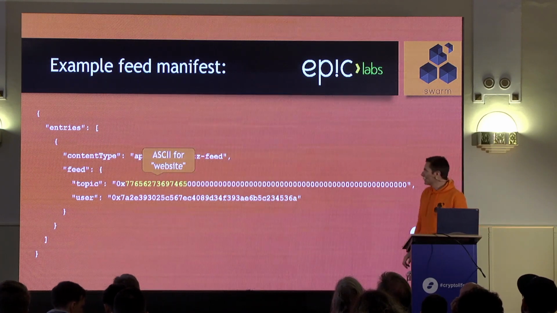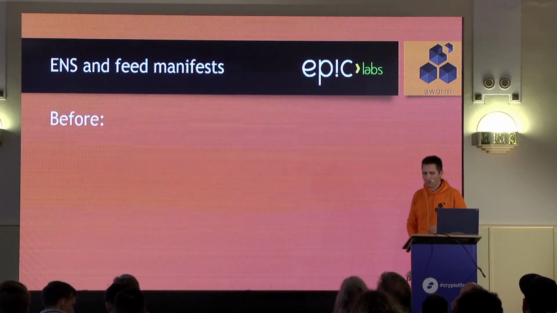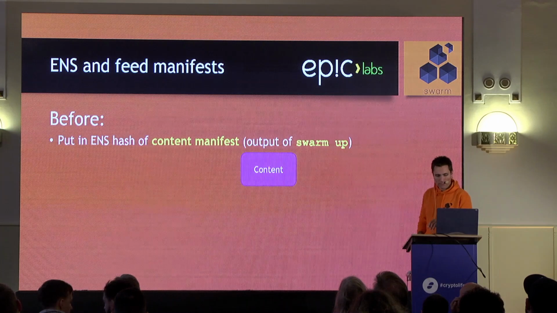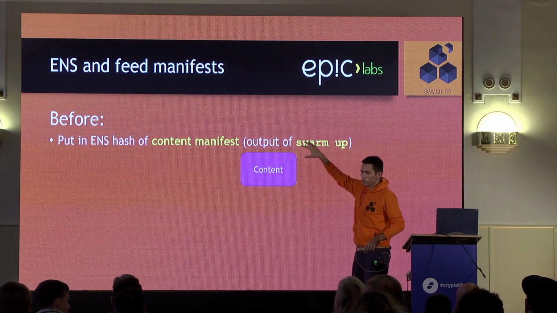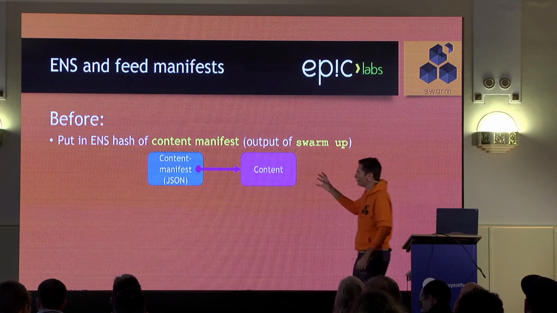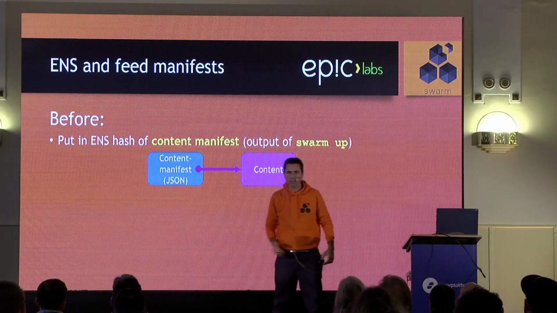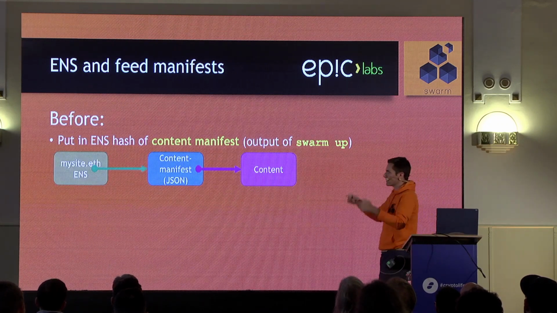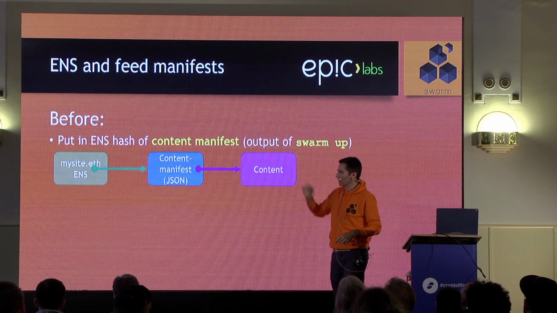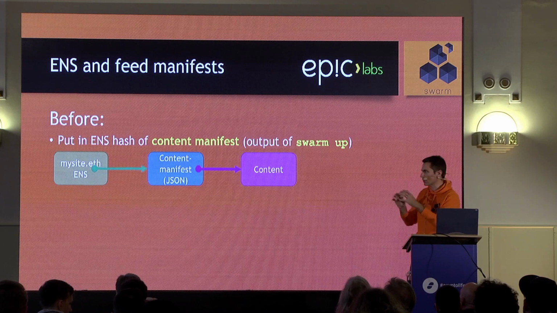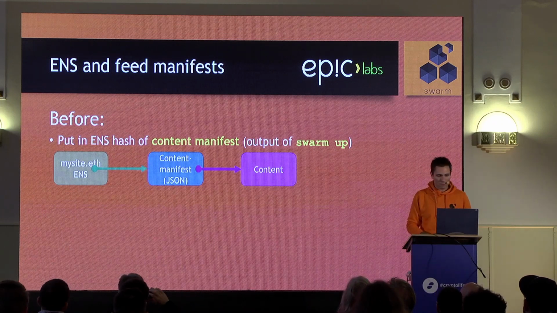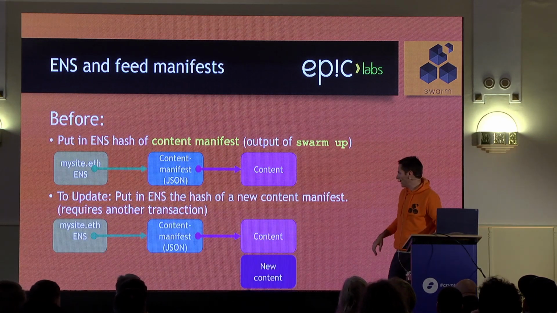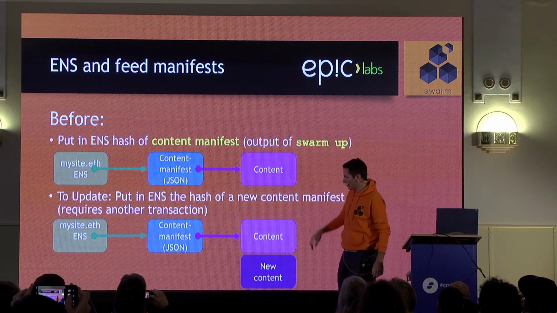So how does this work with ENS? Before we had feeds, what we had to do is get some content and do Swarm up, and we would receive the hash of a content manifest, a JSON. Then what we would do with that hash is do an ENS Ethereum transaction, pay the fee, and have that hash be stored in the blockchain under that name. So it means that when I want to update, I need to, again, upload the content as before.